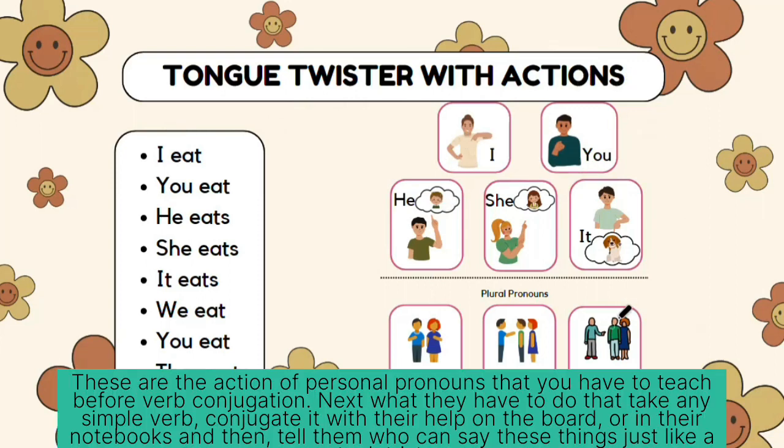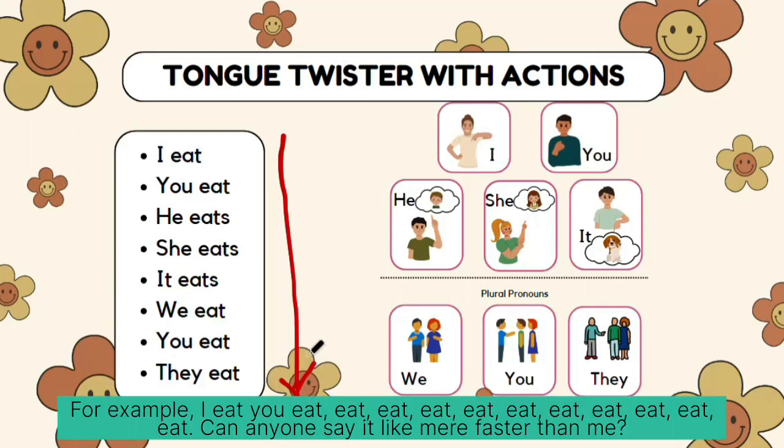These are the actions of personal pronouns that you have to teach before verb conjugation. Next, take any simple verb, conjugate it with their help on the board or in their notebooks, and then ask who can say these things just like a tongue twister. For example, I eat, you eat, he eats, she eats, it eats, we eat, you eat, they eat.